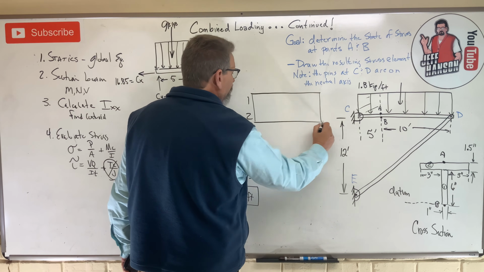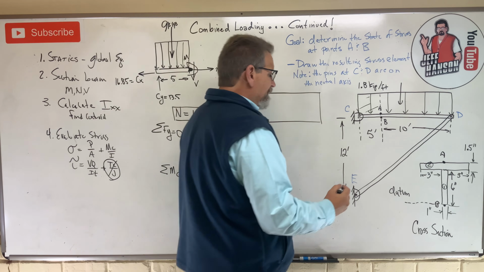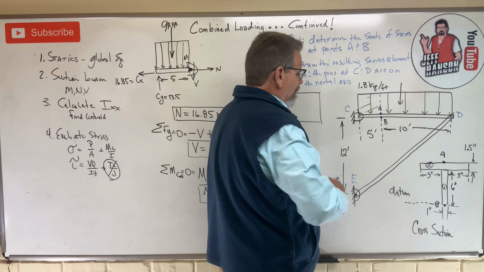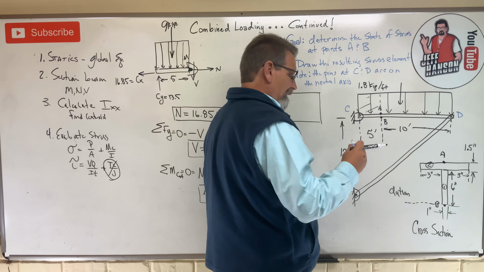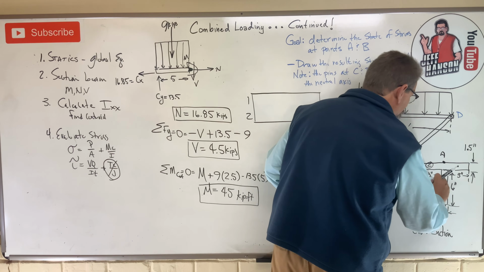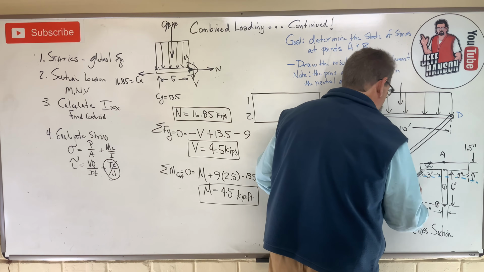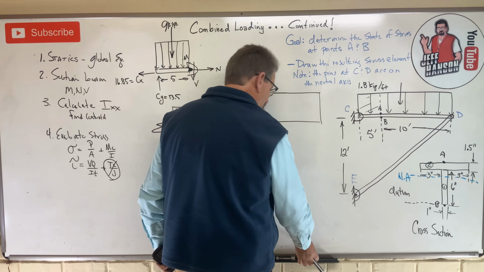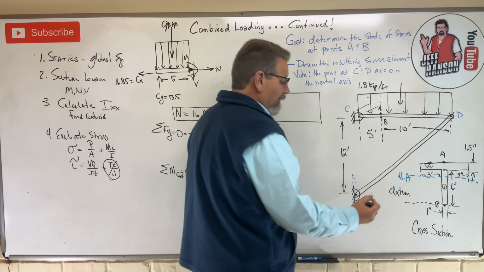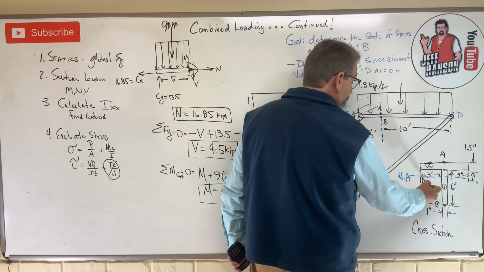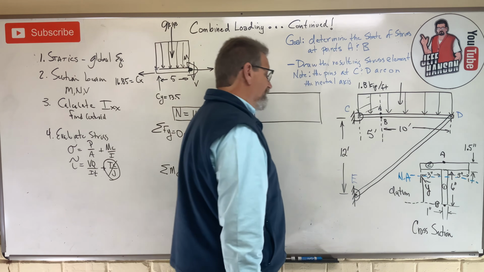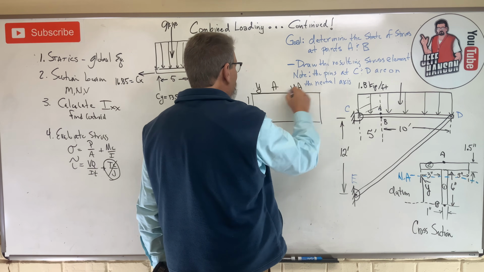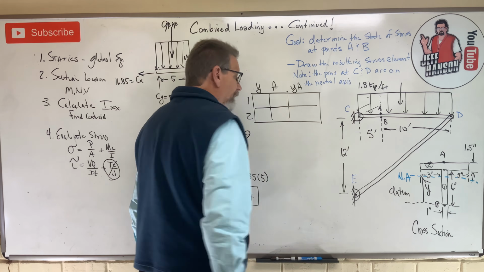And what are we looking for here? We're looking for where the neutral axis is. What we're looking for is this, Y bar. So we need a Y, we need an A, and we need a YA.